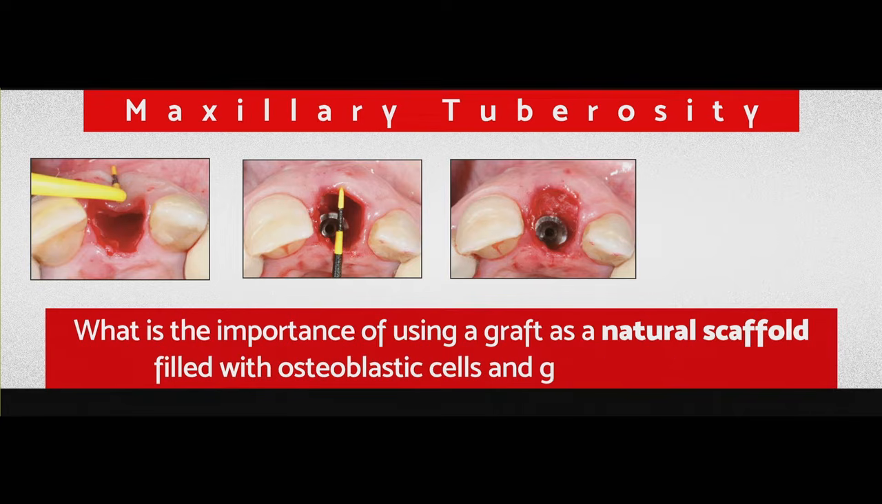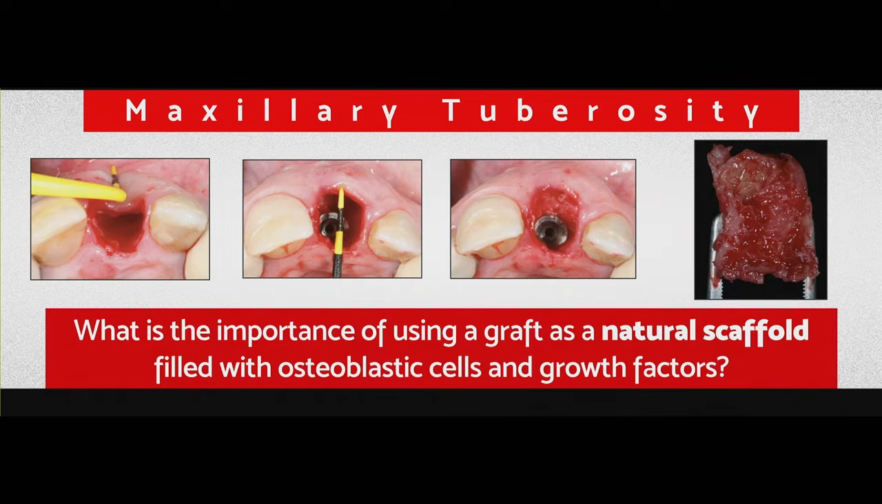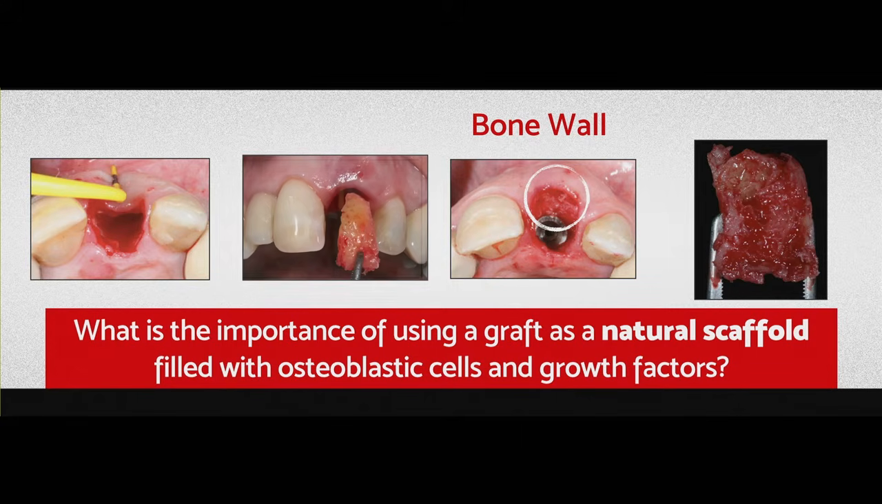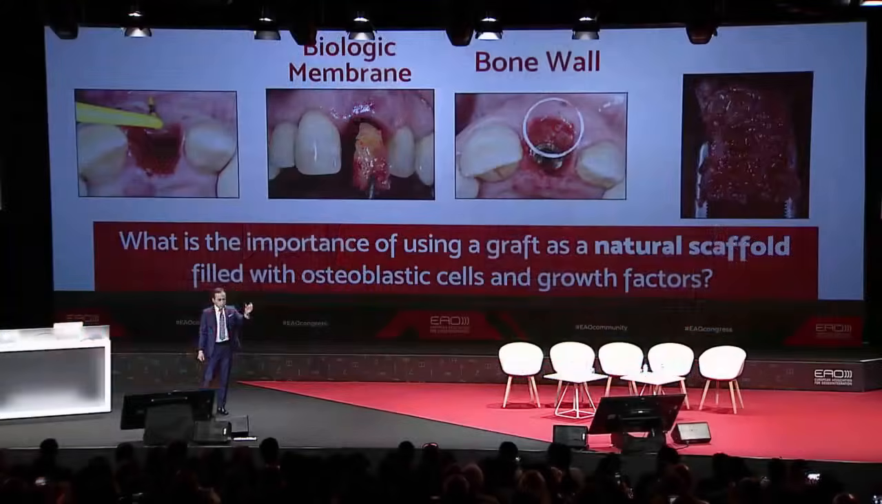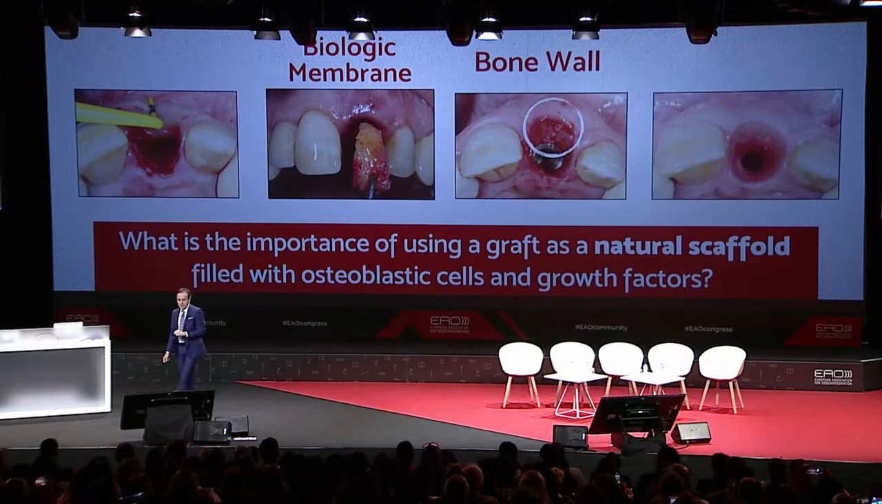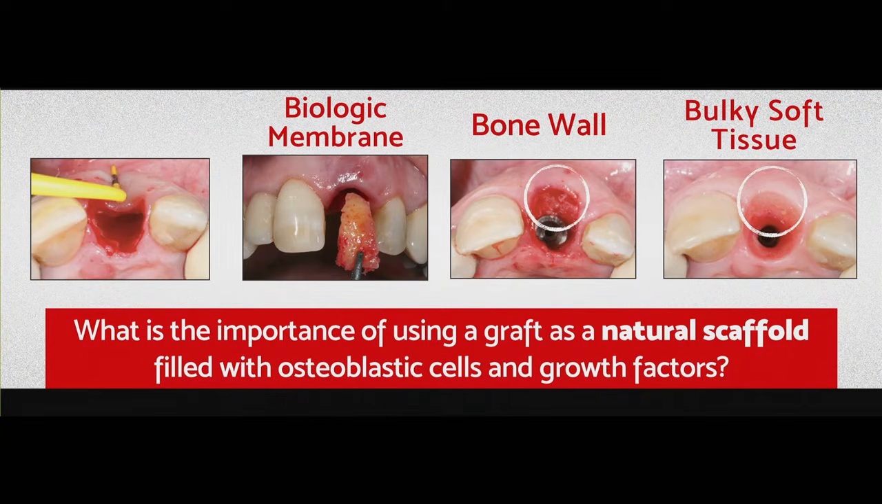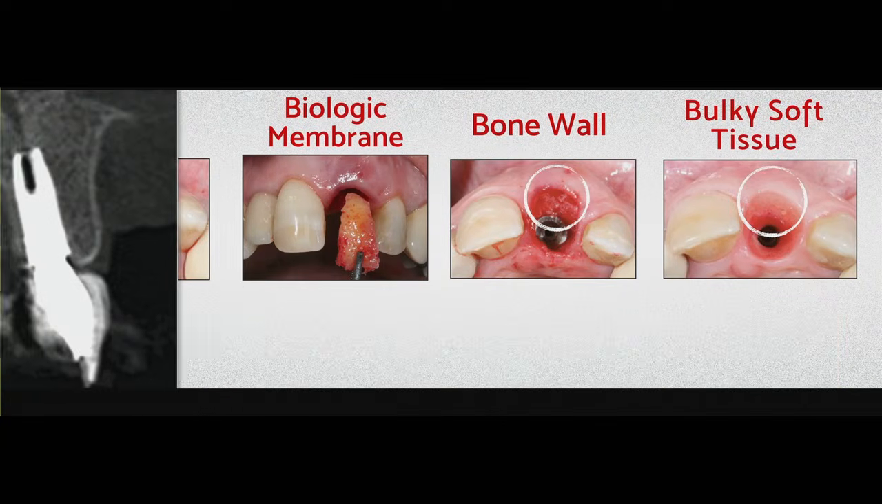But what's the importance of using a graft as a natural scaffold filled with osteoblastic cells and growth factors? If the patient lost the wall, why not give back another wall as a biological membrane? This is why I personally believe that if we use a biological membrane like this, a corticocancellous graft harvested from the maxillary tuberosity, you may have results like this: soft tissue stability, and a bulky soft tissue along the months and along the years.